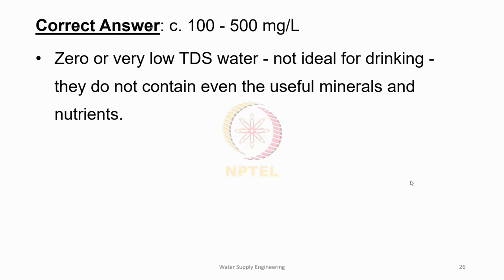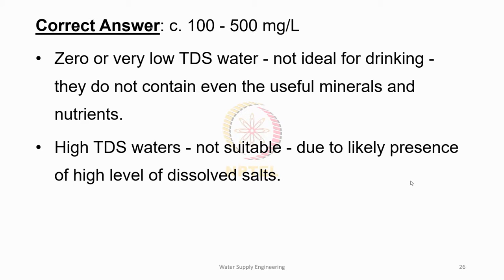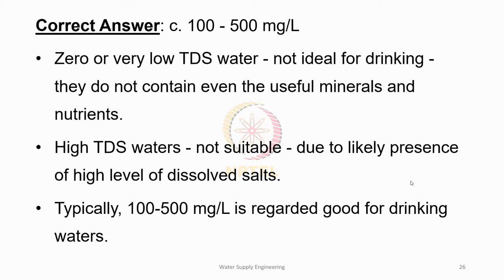These recommendations are actually made by Indian standards. Each specification is mentioned in typical Indian standard codes. So it mentions that zero or very low TDS is not recommended for drinking water. Now, coming to high TDS water, it is also not suitable because this will contain a very high level of dissolved salts, including unwanted minerals. So that is also not accepted. Typically 100 to 500 milligram per liter is regarded as good for drinking water.